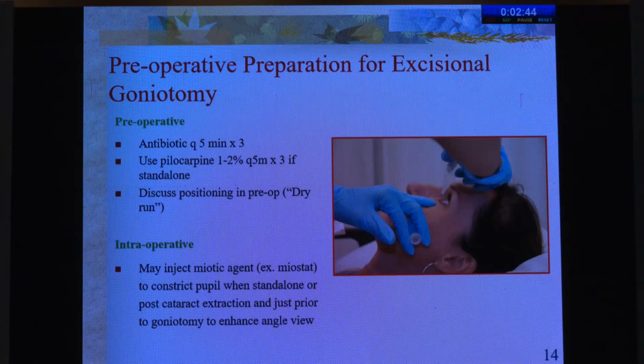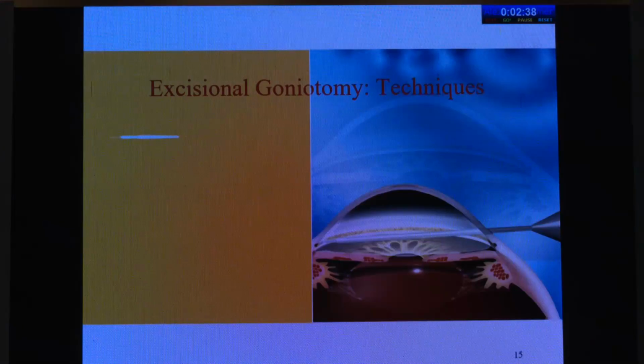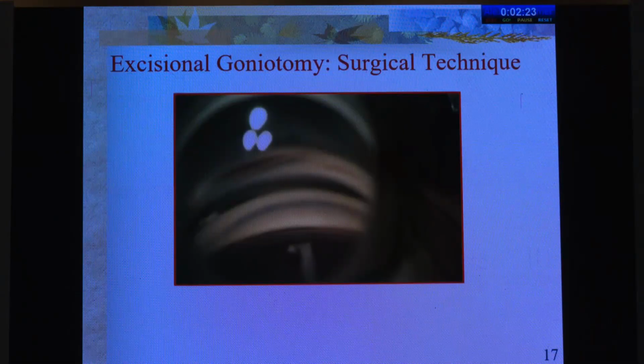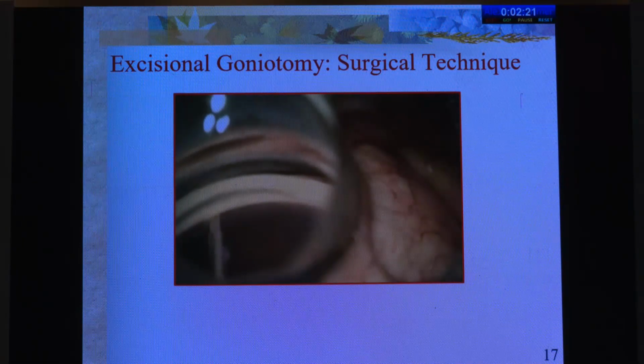When doing it along with the cataract surgery, you have to inject pilocarpine to constrict the pupil and have a better look at the angle. The three techniques are outside in, inside out, and mark and meet, where you put a mark in the center and come from both sides and meet in the center. So you see this.